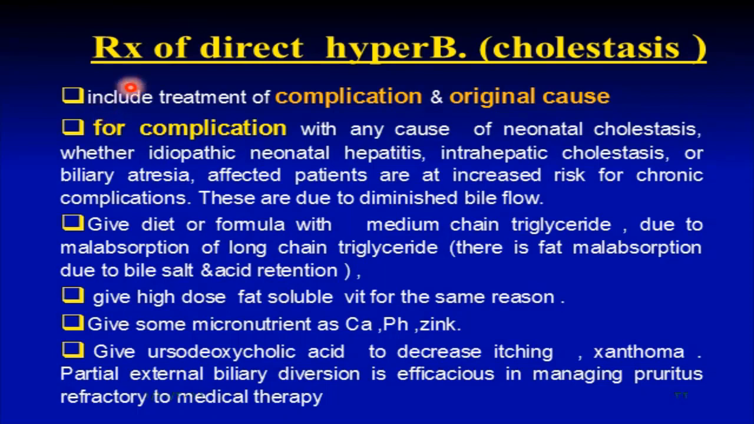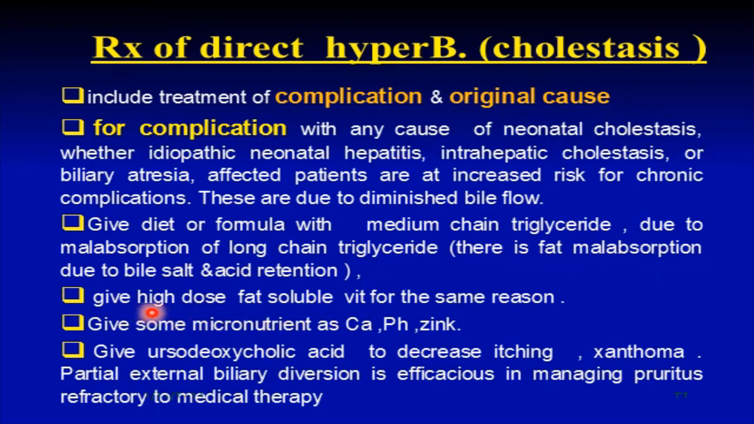Now, treatment of direct hyperbilirubinemia or cholestasis includes treatment of complication and original cause. Regarding the complication, very important here is the nutrition of the patient, and there is a special formula with medium chain triglyceride to improve digestion of the patient, to improve the growth of the baby, because there is malabsorption of long chain triglyceride, because there is fat malabsorption.